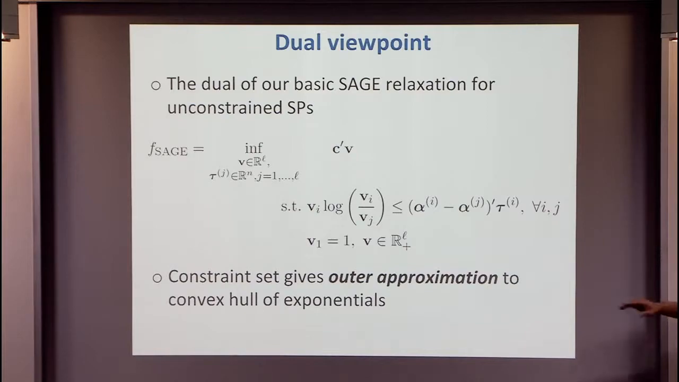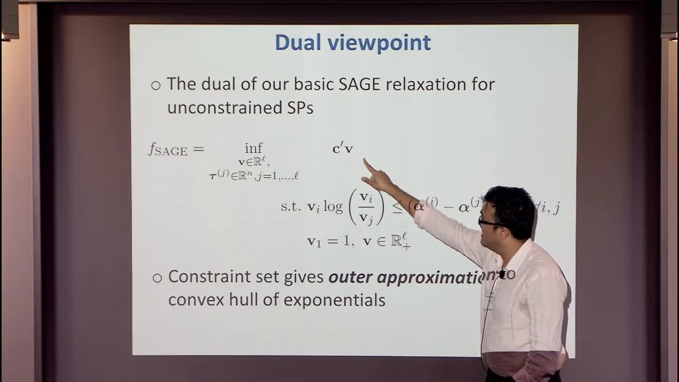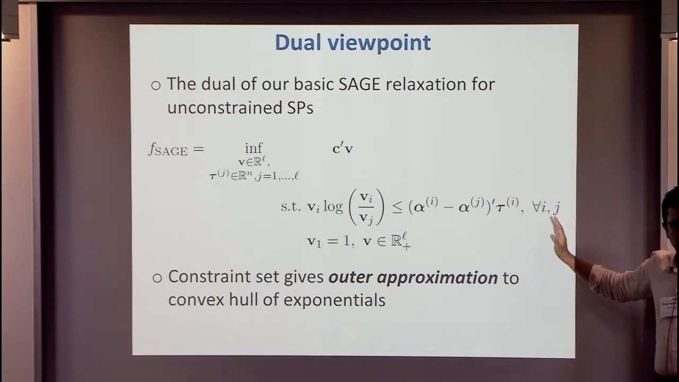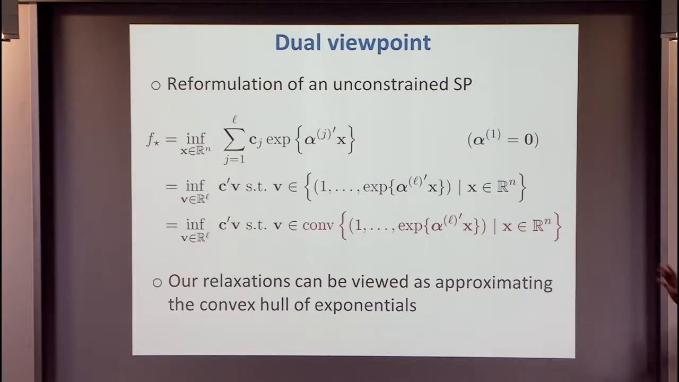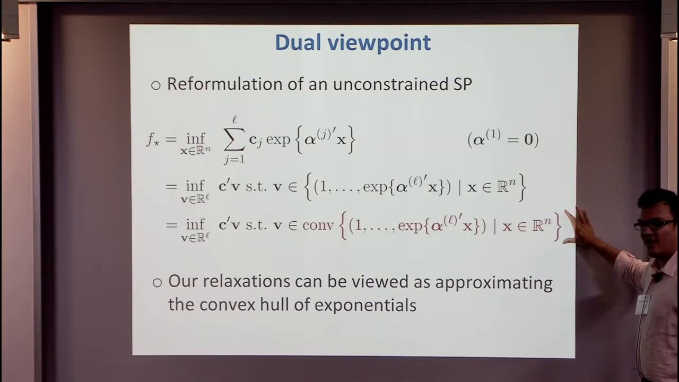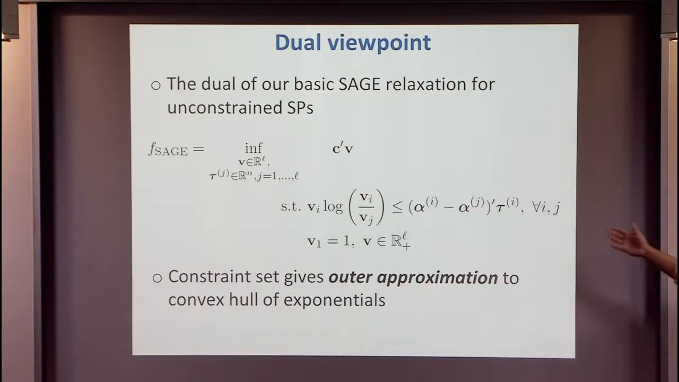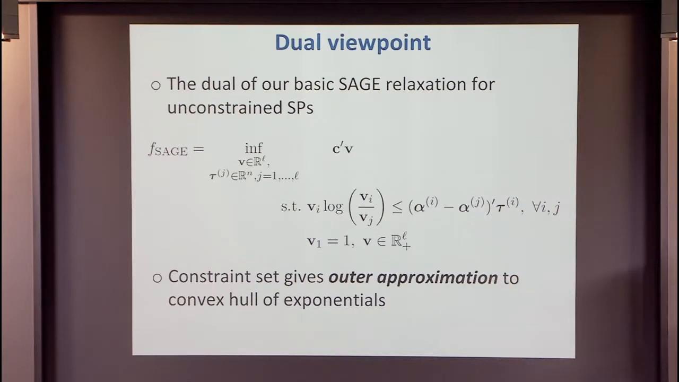Okay, so the dual of the very basic SAGE relaxation can be viewed as follows. You minimize a linear function subject to this constraint set. This is what the basic SAGE relaxation does. And as I mentioned, that constraint set is an outer convex approximation to this set. And it's a constraint set specified in terms of relative entropies, all your exponents, and so forth. So this is the dual of that first level of that SAGE hierarchy.